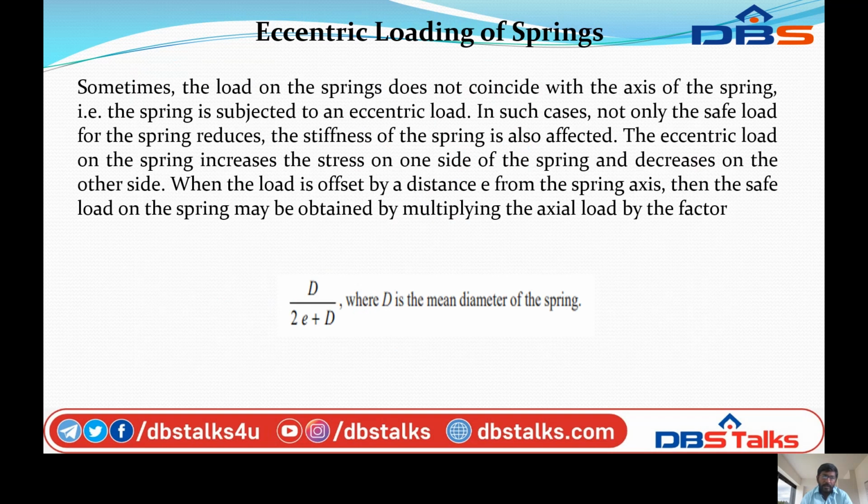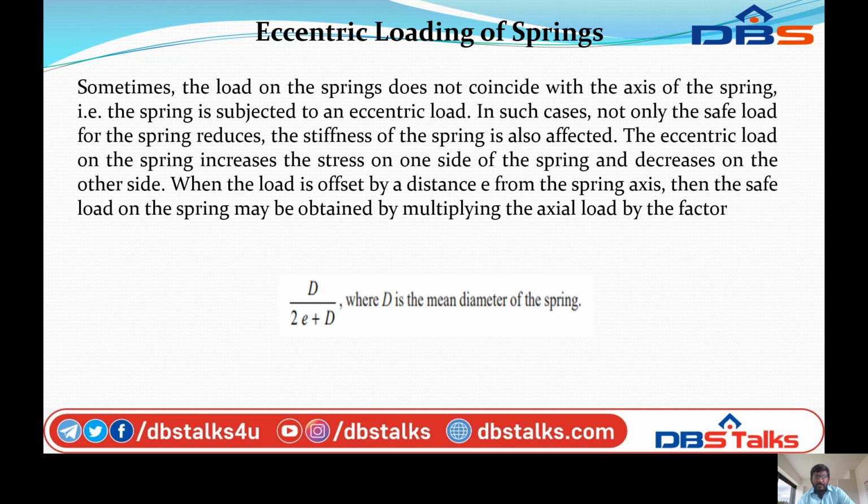So next, eccentric loading of springs. Sometimes the load on the spring does not coincide with the axis of the spring. That is, the spring is subjected to an eccentric load. In such a case, not only does the safe load for the spring reduce, the stiffness of the spring is also affected. The eccentric load on the spring increases the stress on one side of the spring and decreases it on the other side.